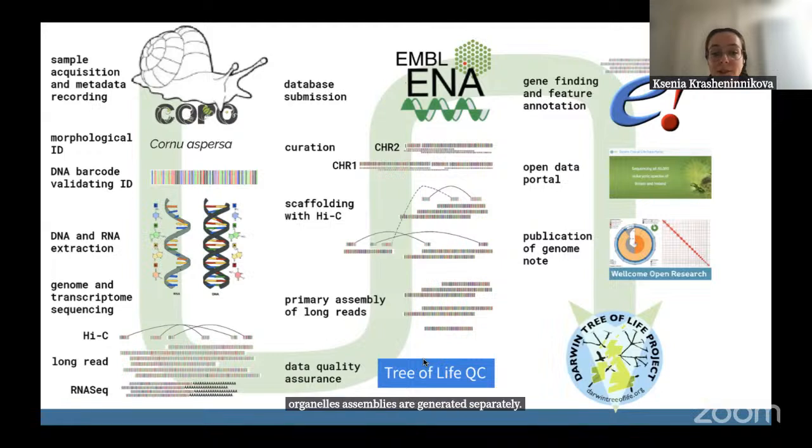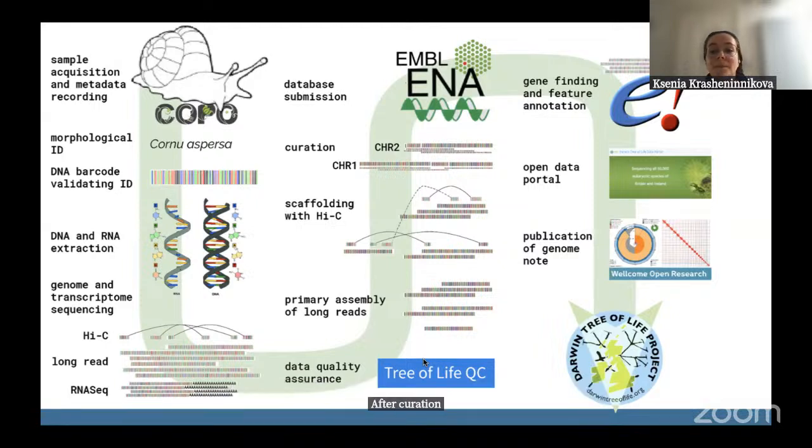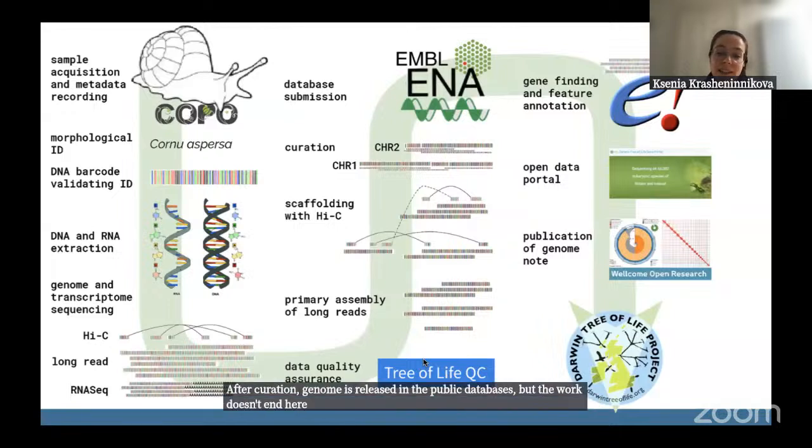This process is automated, but if the automatically produced assembly doesn't look good, some work might be needed to switch parameters and look into the assembly in more detail. Once the draft assembly is good enough, it goes through the decontamination process and is further handed over to manual curation. After curation, the genome is released in the public databases, but the work doesn't end here. The genes are annotated using RNA-seq data at this stage. And lastly, a short article describing the assembly is released.